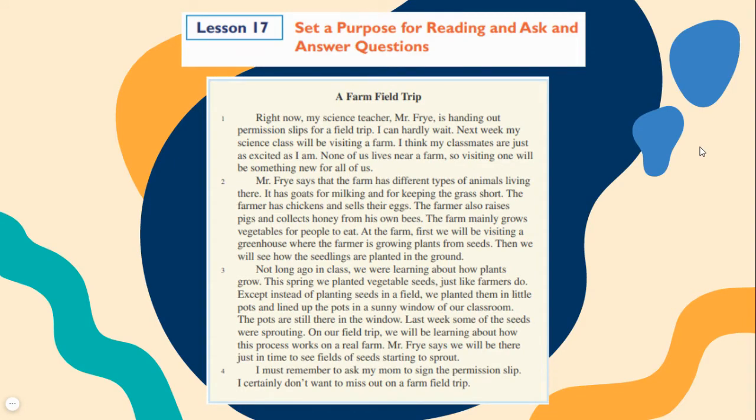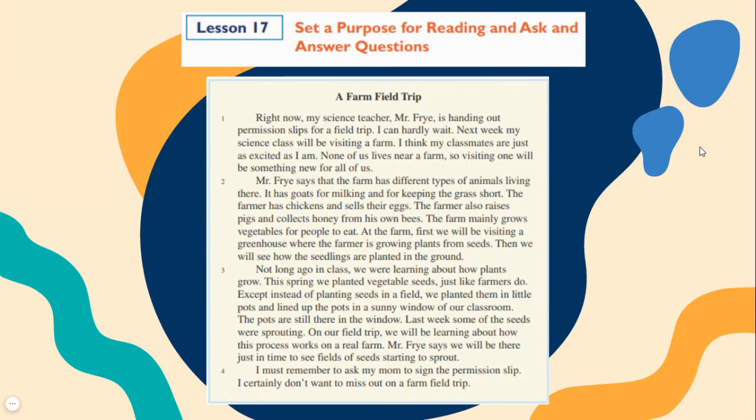At the farm, first we will be visiting a greenhouse where the farmer is growing plants from seeds. Then we will see how the seedlings are planted in the ground. Not long ago in class, we were learning about how plants grow. This spring, we planted vegetable seeds, just like farmers do. Except instead of planting seeds in a field, we planted them in little pots and lined up the pots in a sunny window of our classroom.